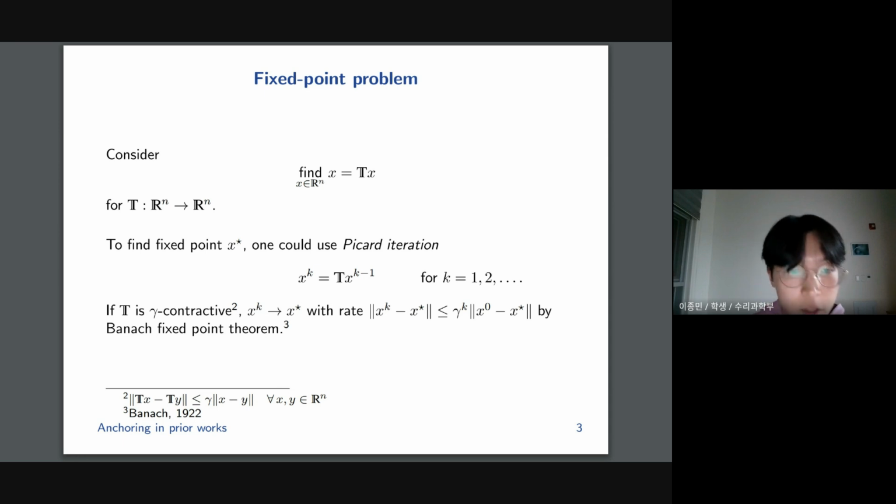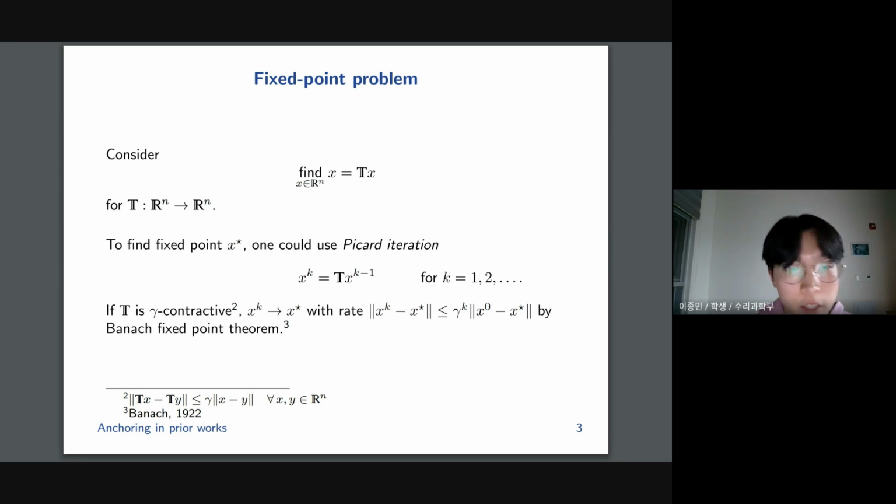This Banach theorem tells us that if operator T is gamma contractive, where gamma is bigger than 0 and smaller than 1, then there exists a unique fixed point x star. Furthermore, it guarantees that the iterates of Picard iteration converge to x star with a linear rate gamma to the power of k. This theorem is indeed powerful since it guarantees the existence of a fixed point and also the linear rate gamma to the power of k.